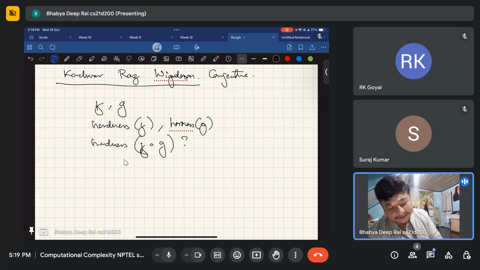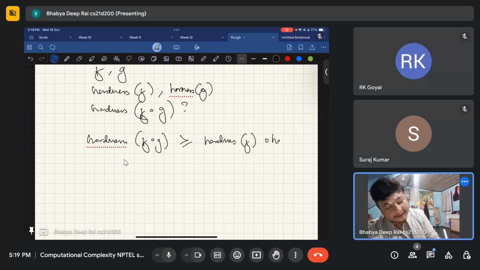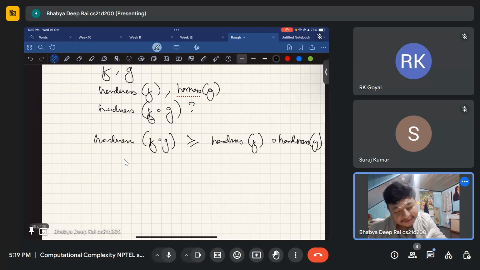So what Karchmer, Raz, Wigderson say is that the hardness of f composed with g is at least as hard as computing f separately and computing g separately. Correct? So you compute f separately and you compute g separately. Oh, add. Sorry, not compose. Add.